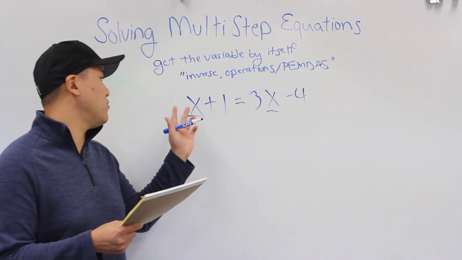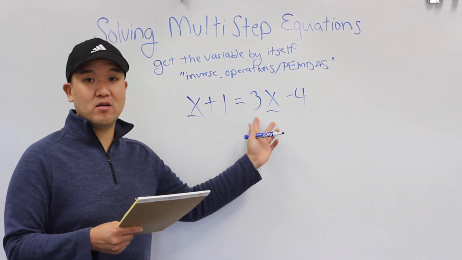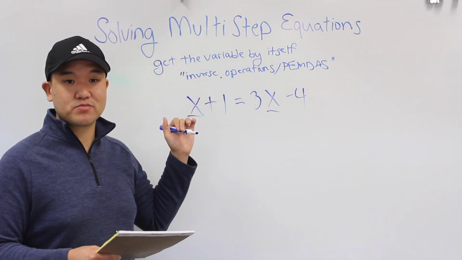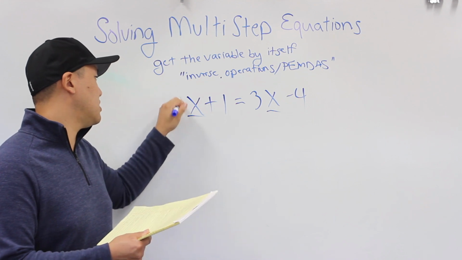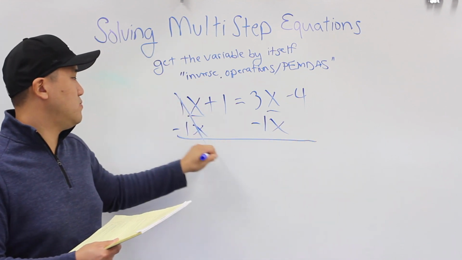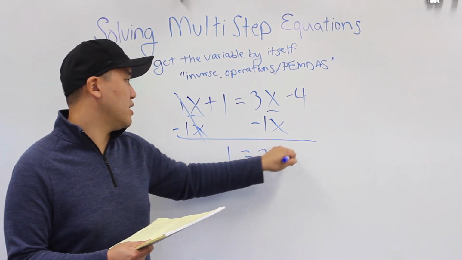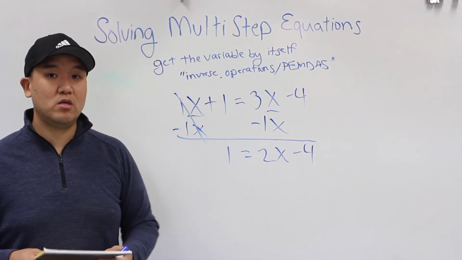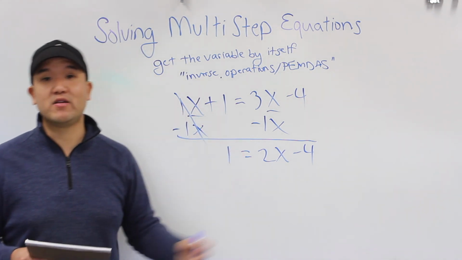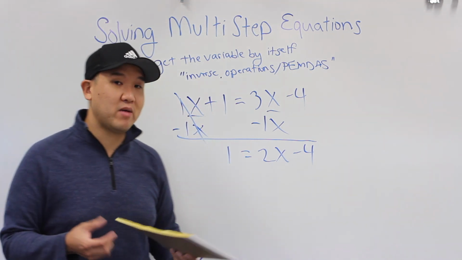So I would actually move my variables to the right, and move all my numbers to the left. The reason why I do that is because if I subtract 1x on both sides, you actually get a positive 2, versus if I subtracted 3x to the other side, then you have a -2. They will all give you the same answers.